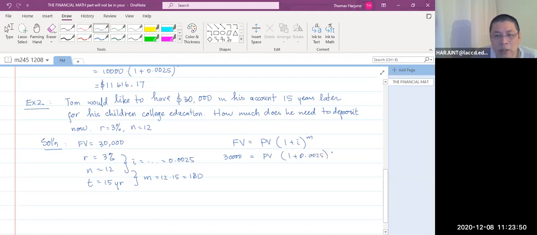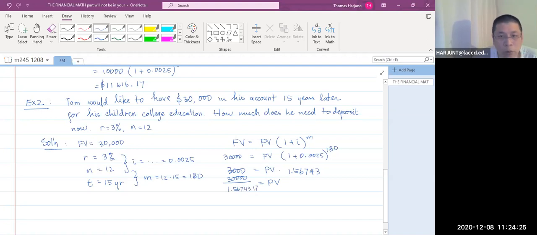So I get this situation. So that's 30,000 equals to present value. Let me compute this first and make it at least 5 decimal places. 1.0025 to the power of 180. That's 1.56743. So my present value, how much I need to deposit right now and leave it there for 15 years, will be this much.